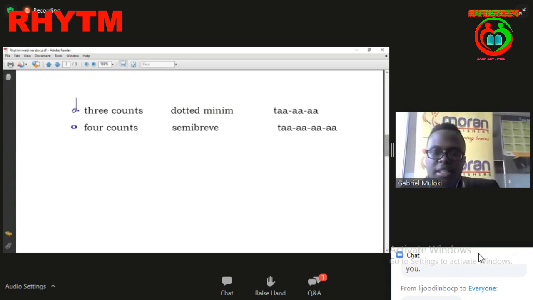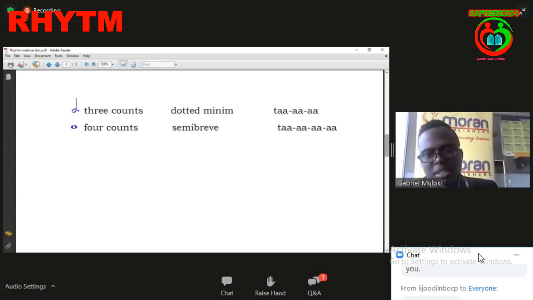A dot, for the learners at this level, they do not require to know what a dot does, but for you as a teacher, you need to know that a dot just prolongs the value of a rhythm with half of its original value. So if I had 2, I prolong with half. If I had 1, I prolong with a half. So the value of the dot is to prolong a rhythm with half of its original value.